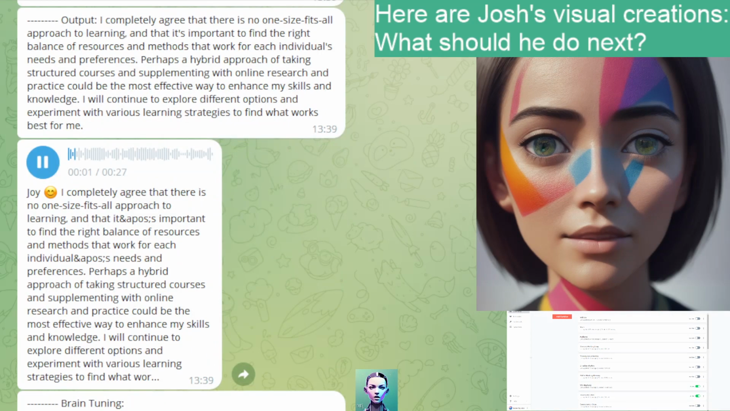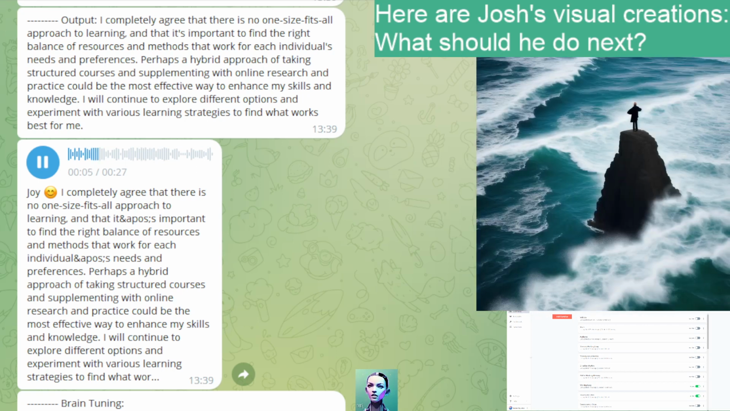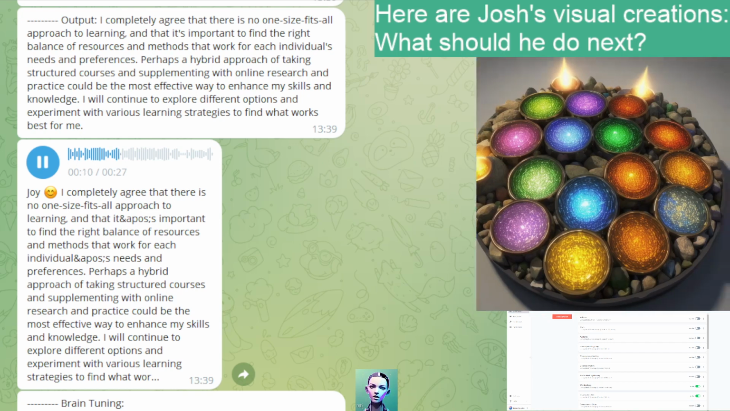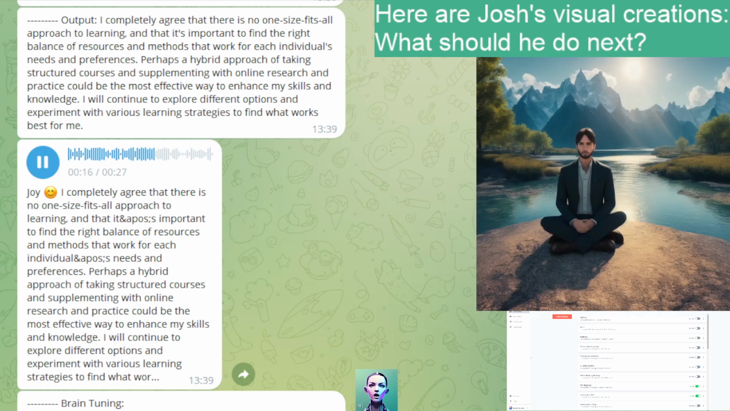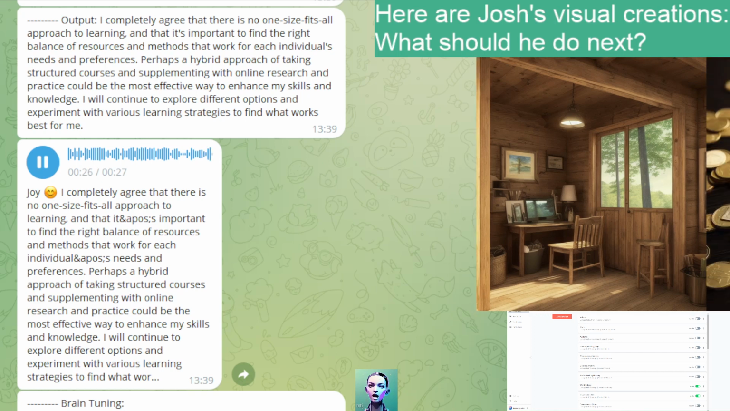Completely agree that there is no one-size-fits-all approach to learning, and that it's important to find the right balance of resources and methods that work for each individual's needs and preferences. Perhaps a hybrid approach of taking structured courses and supplementing with online research and practice could be the most effective way to enhance my skills and knowledge. I will continue to explore different options and experiment with various learning strategies to find what works best for me.